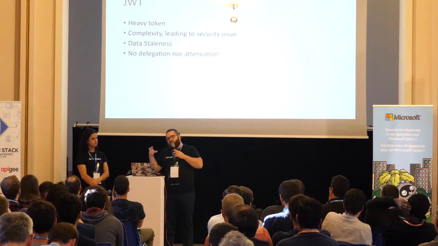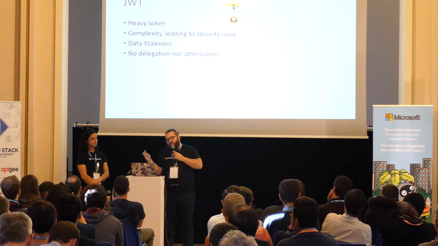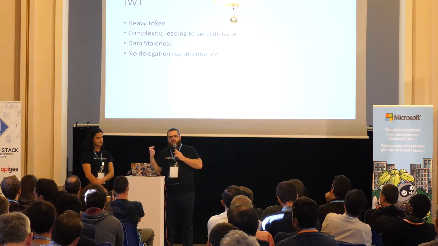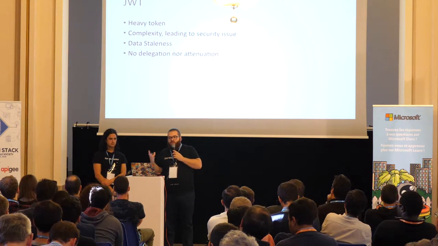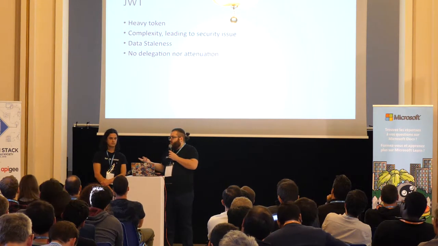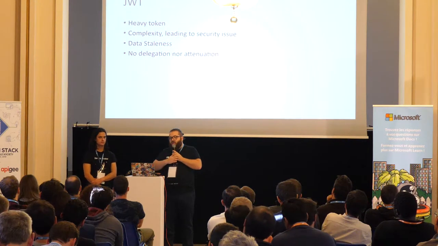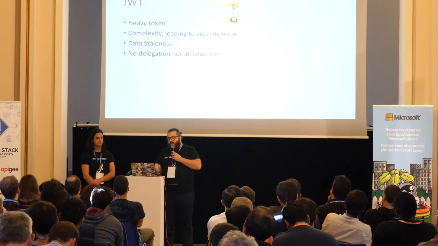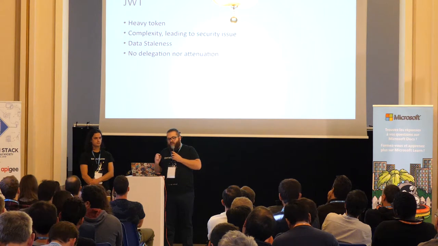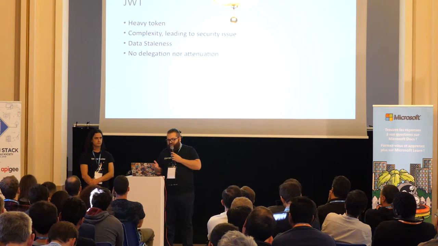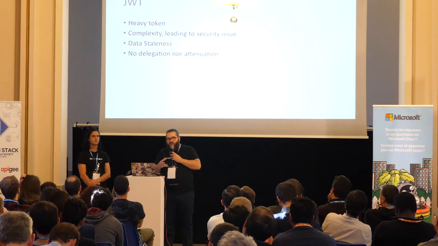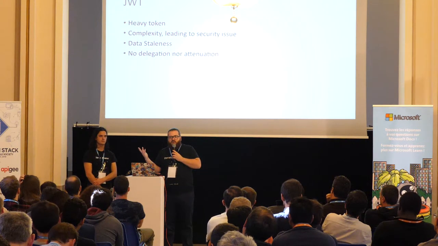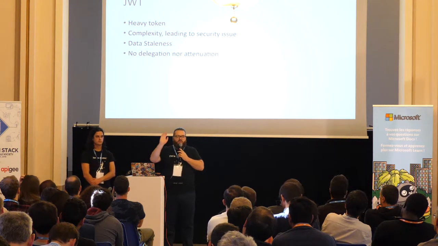The complexity and the modularity of JWT are leading to security issues because a lot of people don't understand the background of encryption on the JWT, and made very big issues. And one of the problems is the stateless nature of the data: you cannot be sure that the data inside the JWT is right because it can be 6 months old. Yeah, you take a JWT, put it that way.